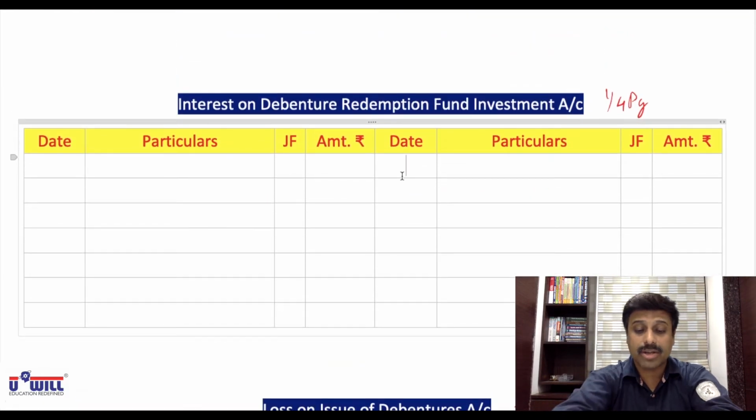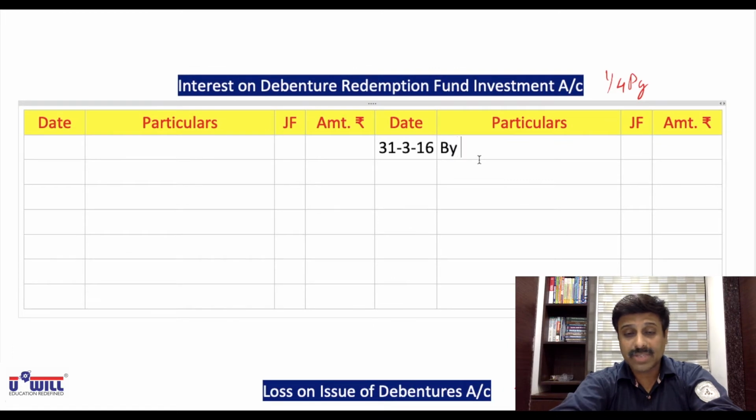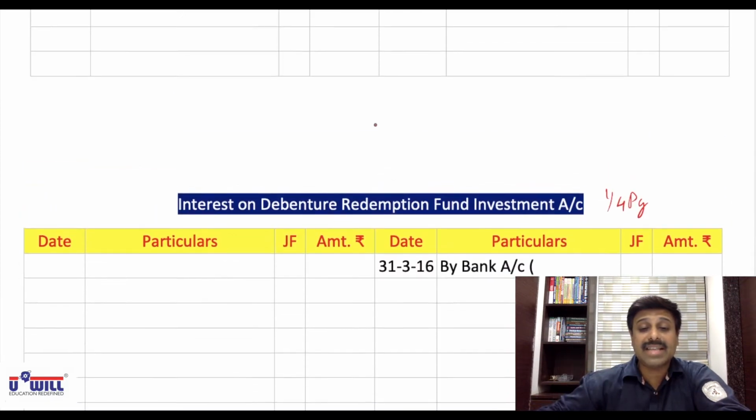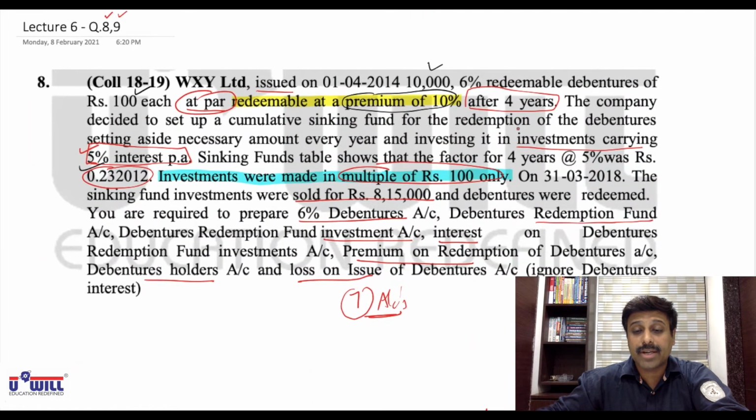So in interest account on credit side, end of second year, to interest means interest account on credit side, opposite account by bank account. Now, what did I discuss with you? That interest will always be calculated on the opening balance of investments. So opening balance of investment is 2,55,200 and rate of interest is 5%.